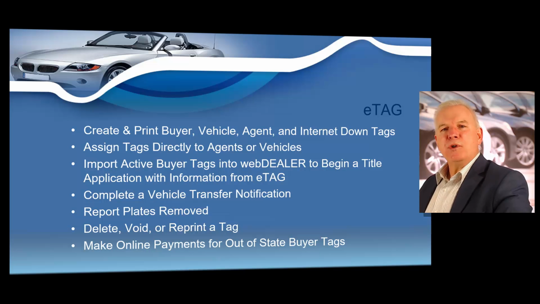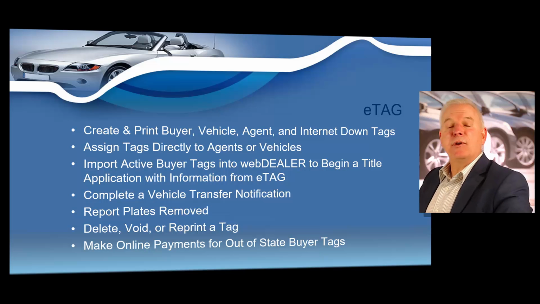Temporary tags, which are used as temporary registration, are issued by licensed motor vehicle dealers that we discussed just a few moments ago, and they are created through the eTag application of Web Dealer. The various temporary tags, as we stated, include buyer temporary tags, vehicle temporary tags, agent-specific, and internet down tags. After completing the buyer tag, fleet tag, or assigning an internet down tag, then the completed tag information can be imported to the Web Dealer to begin a title transaction.